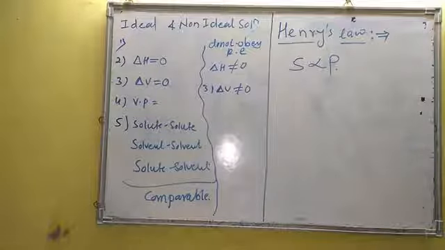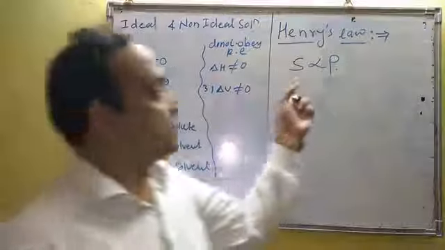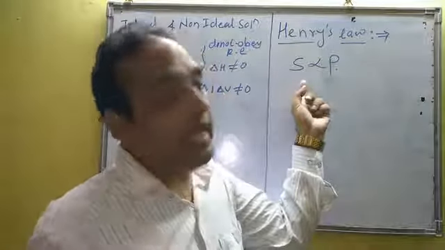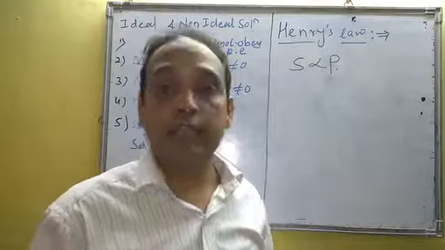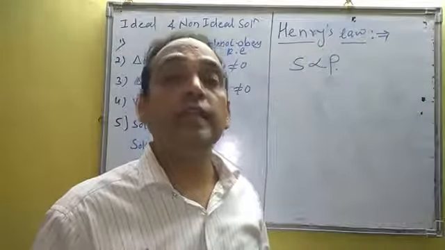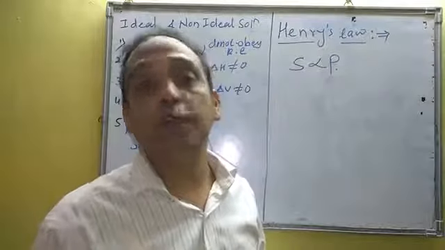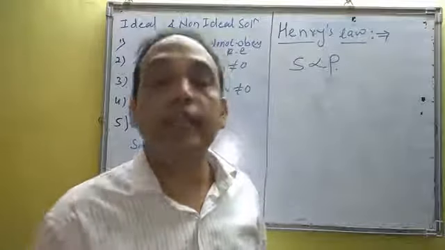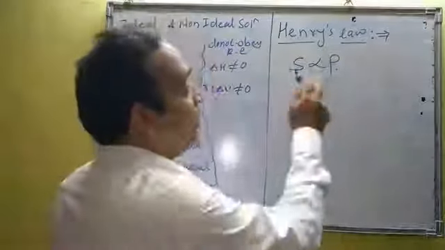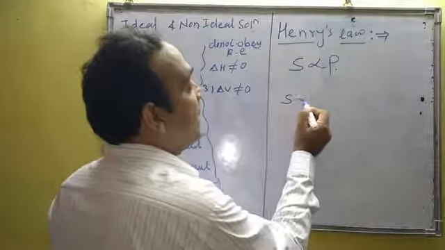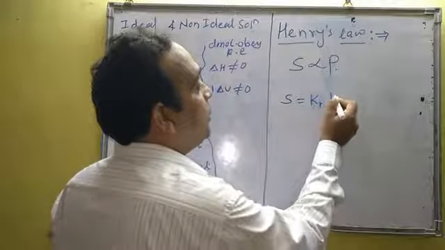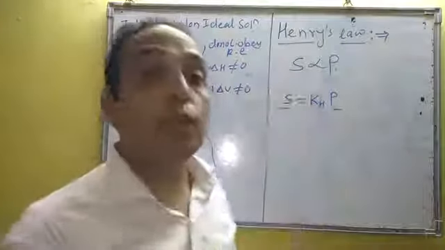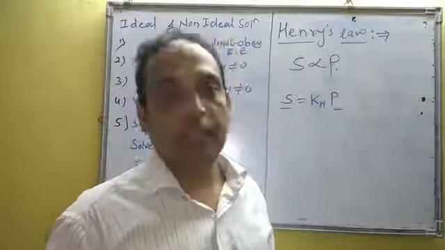Now here S is the solubility of the gas. P is the pressure of the gas. So the pressure of the gas is directly proportional to its solubility. As the pressure increases, solubility will increase. As the pressure decreases, solubility will decrease. Now removing the proportionality sign, we can write S is equal to KH into P. S is the solubility, P is the pressure, and KH is the proportionality constant.